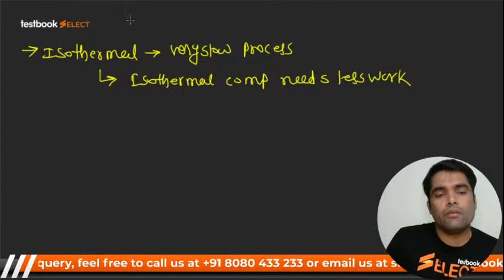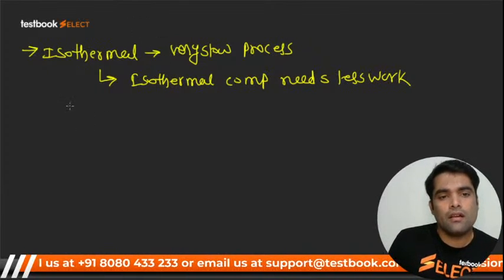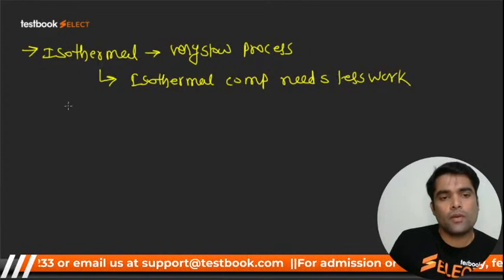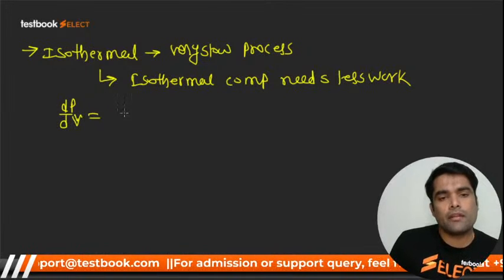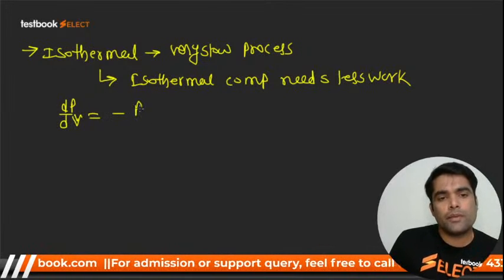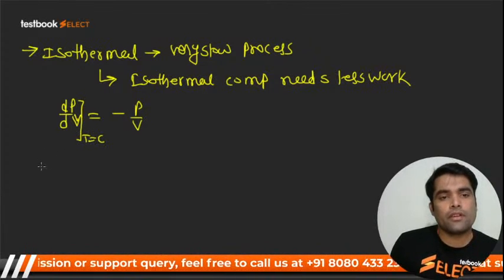dP by dV. What should it be? TV is equal to C ना? क्या होगा? TV is equal to C, तो इसका जो slope आएगा, that is dP by dV is equal to what, my dear? Minus P by V आता है. Okay, at constant pressure, temperature, right?